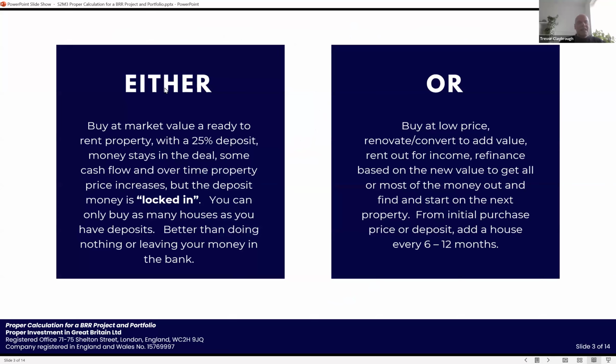What this means in practice is that a lot of almost accidental landlords, people buying maybe one, two, or three properties, might be using the standard strategy, which is buying a property at market value, maybe a bit below, getting a standard buy-to-let mortgage on it using a 25% deposit, and getting the income and cash flow from the property. But in this case, the 25% deposit is virtually locked in the deal. That money can't then be used to get a second property.